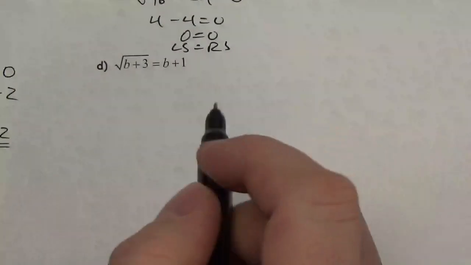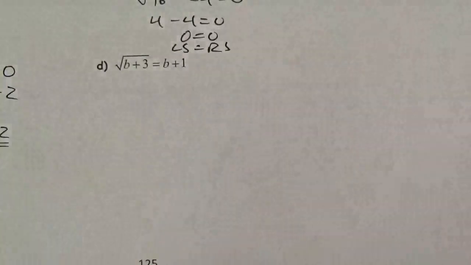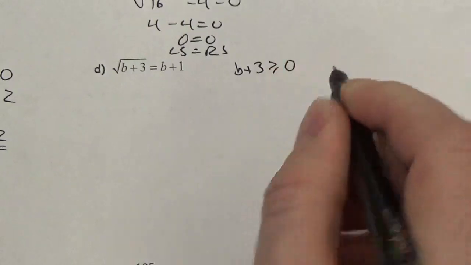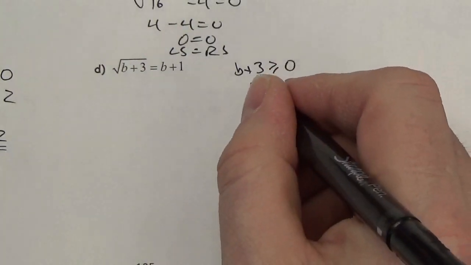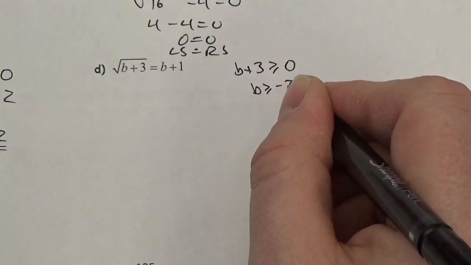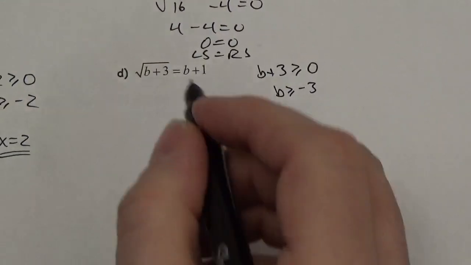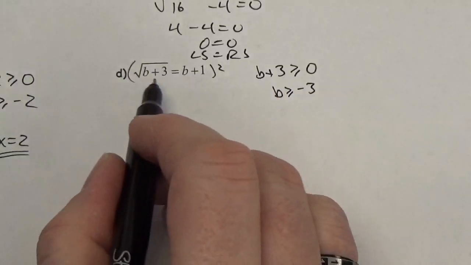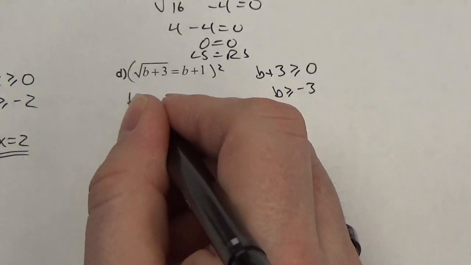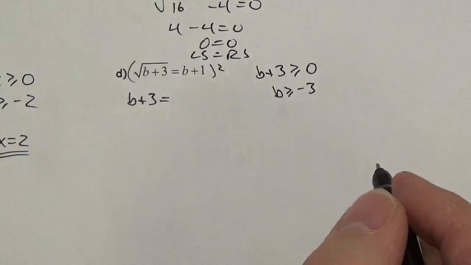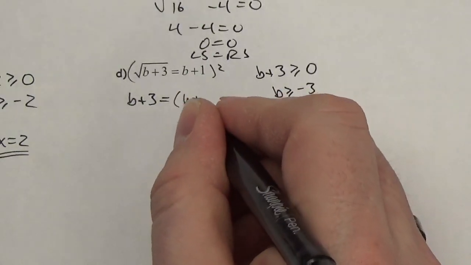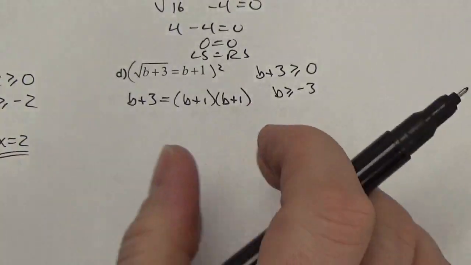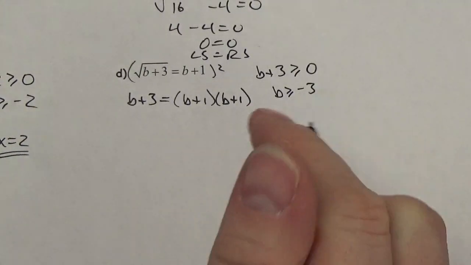Okay, now for this one right here, first thing we want to do is isolate the radical. It's already been isolated. I know that my solution here must be in the domain where b plus 3 is greater than or equal to 0, which means b must be greater than or equal to negative 3. Now I'm going to square both sides. Now, on the left-hand side, squaring is going to cancel with that radical, so it's just going to be b plus 3. But on the right-hand side, I have to interpret that as that binomial being squared, which means I need to remember to distribute this properly.